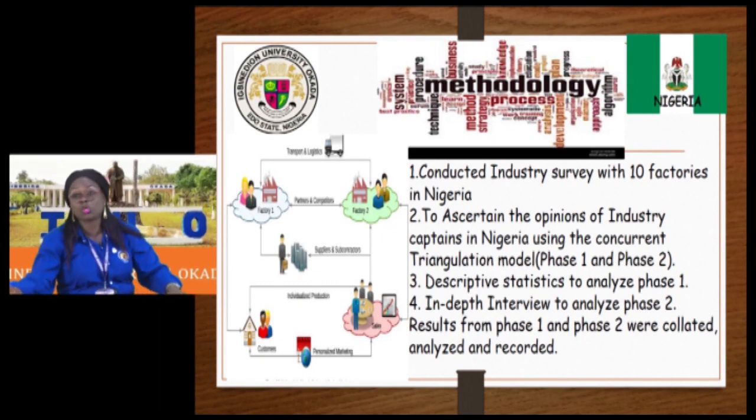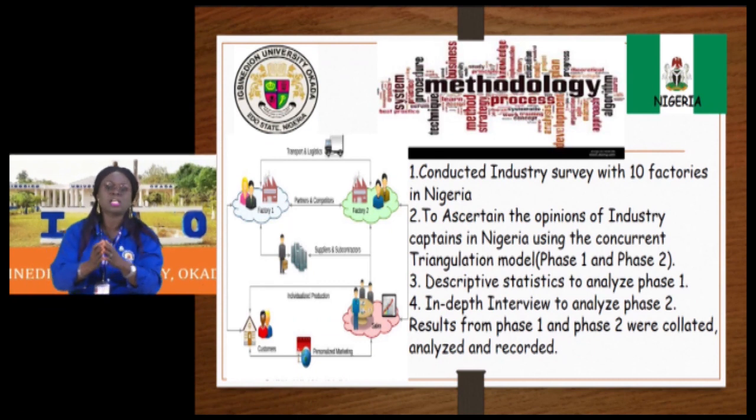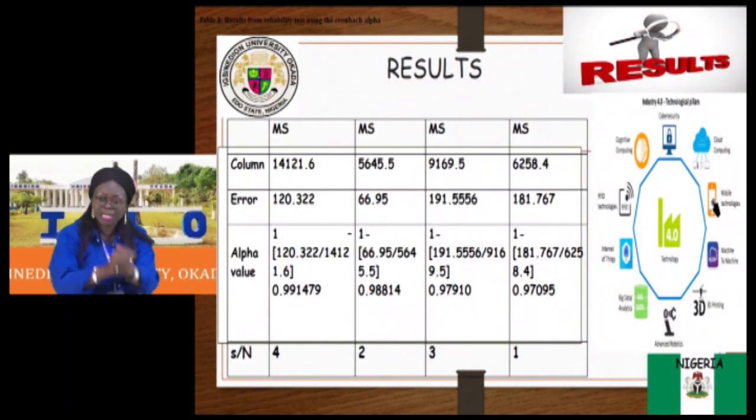Phase one dealt with the quantitative part, which has to do with distributing the questionnaires, retrieving the usable questionnaires, analyzing these usable questionnaires, and then recording the results. An in-depth interview was conducted for 50 respondents in phase two, which is the qualitative phase, and then the results were collated. Phase one and phase two results were the final results collated, validated using Cronbach's alpha.